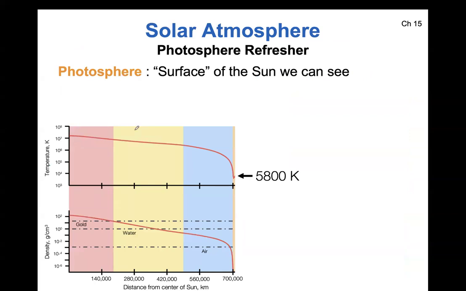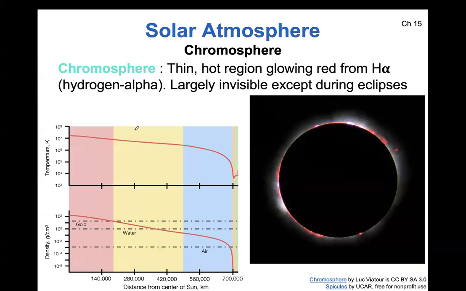Okay, so photosphere, 5,800. Next, what's above the photosphere? So now we're moving into the solar atmosphere. And the very next level, you could think of this as the lower atmosphere. The equivalent on Earth would be the troposphere. This is the lowest part of Earth's atmosphere. Well, on the sun, it's called the chromosphere. So chromo, like color. It's a thin, hot region that is glowing red hot from excited hydrogen.